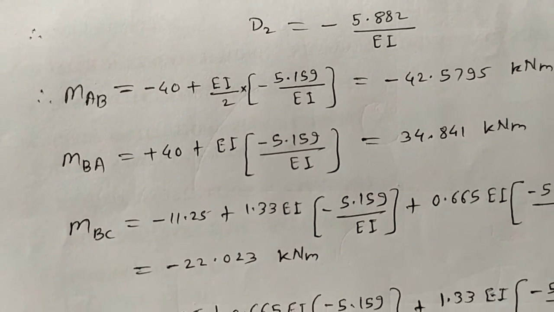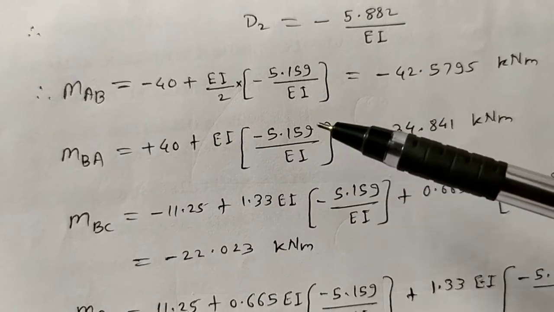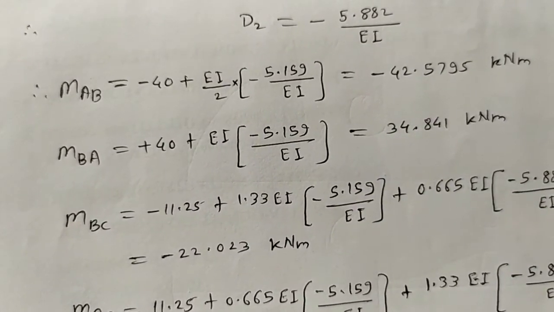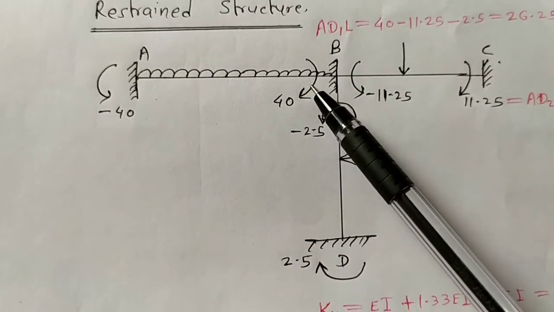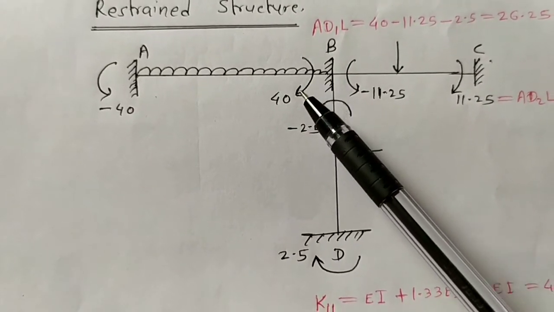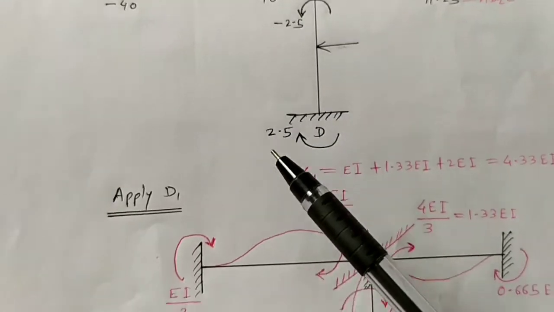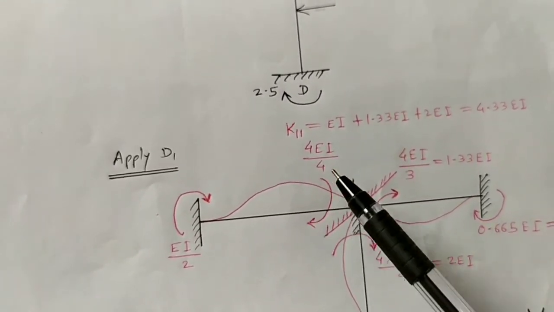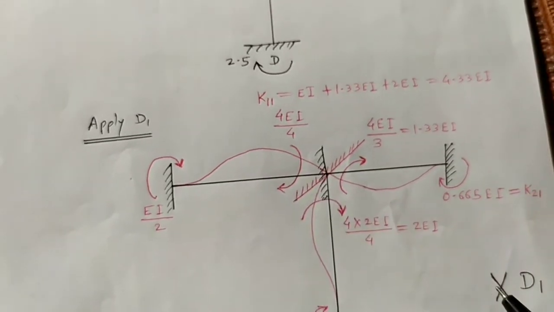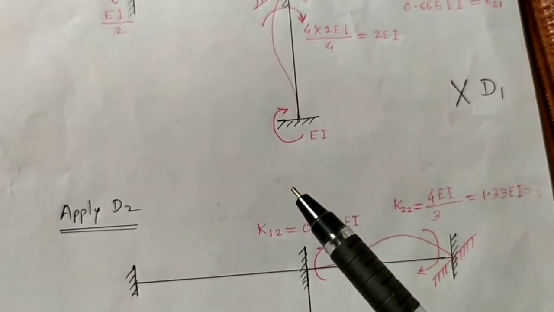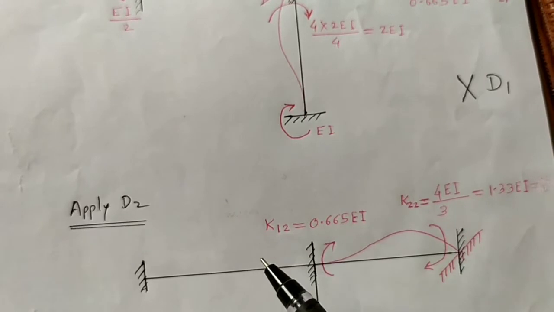Next, we'll go for calculation of MBA. To write this, again we'll go for the 3 diagrams. In this diagram, this is MBA, that is plus 40. This is MBA, that is EI multiplied by D1. In this diagram, there is no BA.